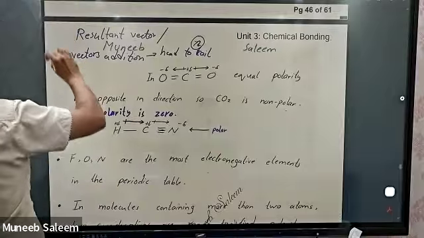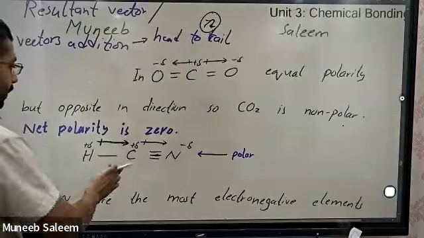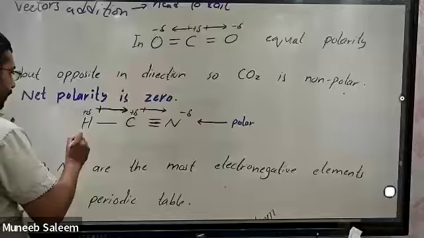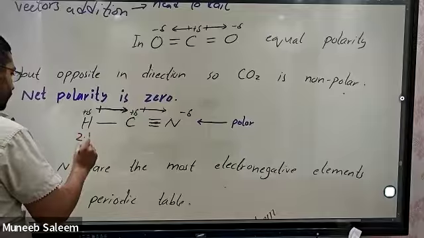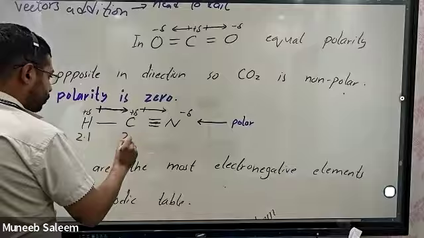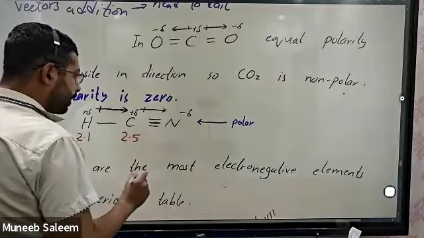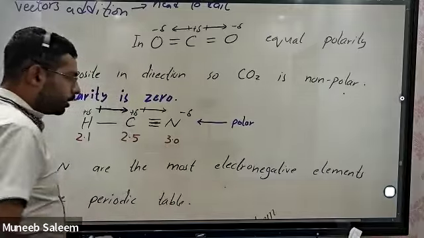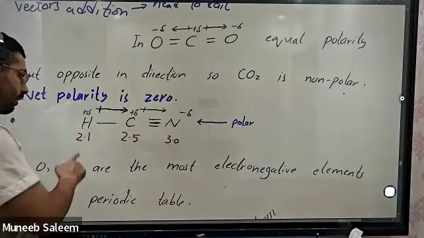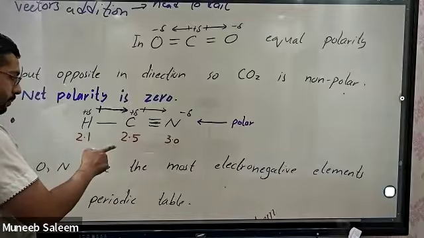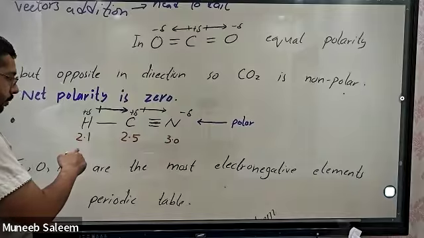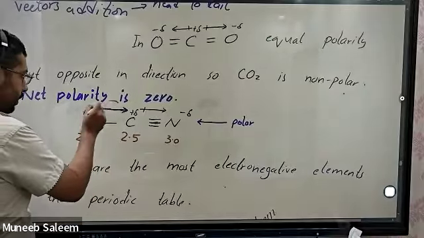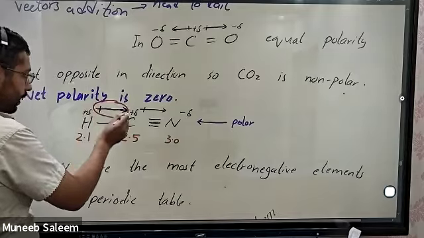Now in this case, if we consider the dipoles, the hydrogen has the least electronegative value, being 2.1. The carbon's electronegative value is 2.5, and the nitrogen's electronegative value is 3.0. You can see that this is the least electronegative, which means the direction will be from the positive towards the negative side. So this is the direction of the dipole from positive to negative side.